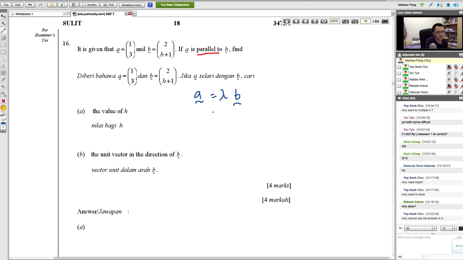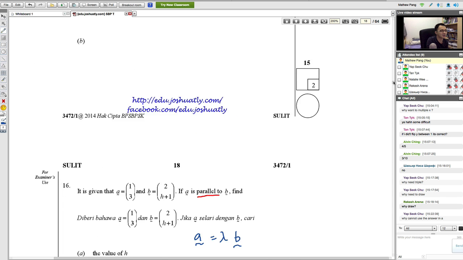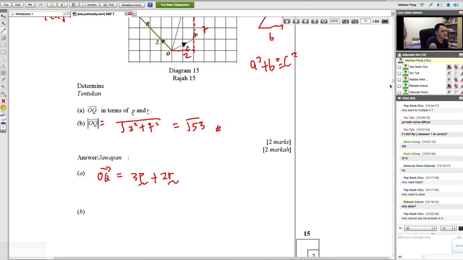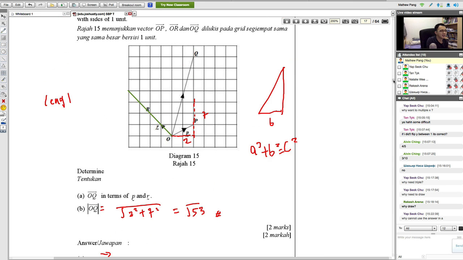Why can't we use the answer in A? Oh, you mean the last question? Let me see. Yeah, because the answer of A is not represented by the length. For example, this is P, isn't it? P itself you can find out is (2, 1), so the length of P will be 2 squared plus 1 squared, which is square root 5. So P is not represented by 1.